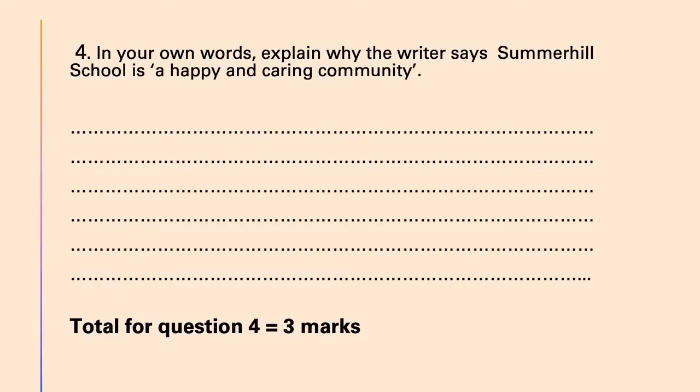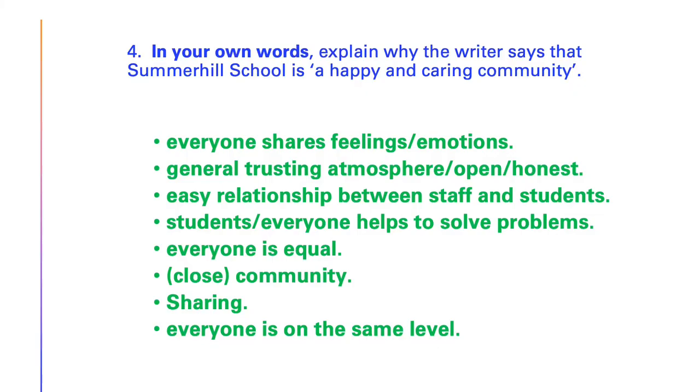Question number 4, in your own words, explain why the writer says Summerhill School is a happy and caring community. First of all, you have to check the space. There are 6 lines for the answer and altogether 3 marks. 3 marks means you have to find out 3 points and use your own words. You have to structure it within this space. This is the last question from text 1. So the answer should be given from the overall view of the text.